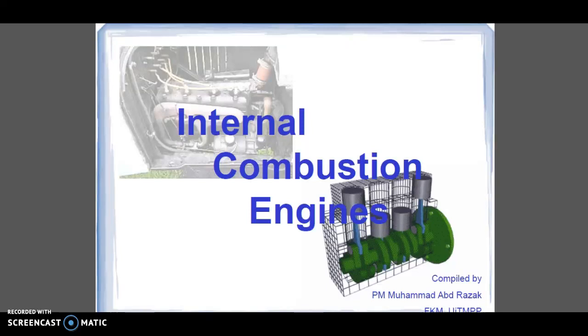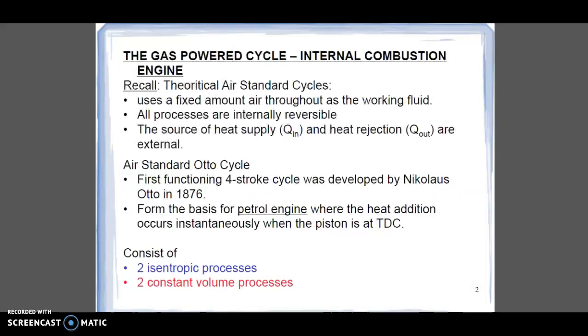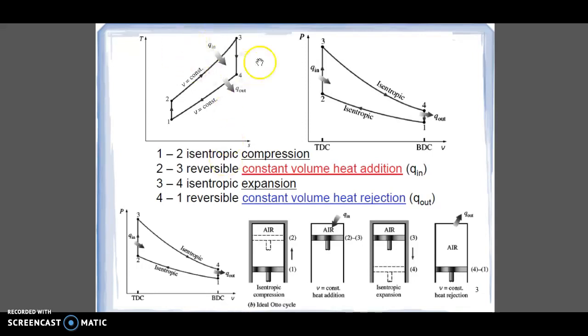Hi class, so in this video we are going to enter the new chapter, which is your internal combustion engine. So in short, we name it as IC engine. Have a look at your notes here. You are going to learn about this Otto cycle, and we are going to use the PV diagram, because our concern is on this volume, the compression and then the expansion.